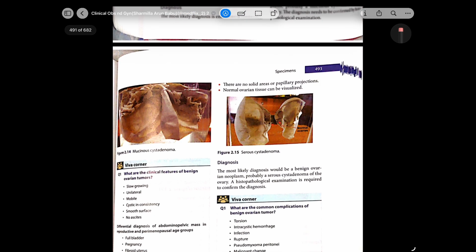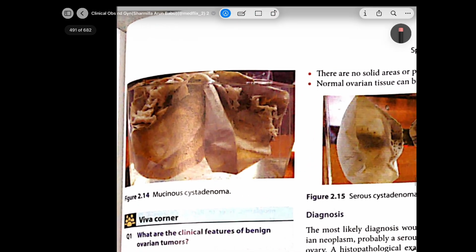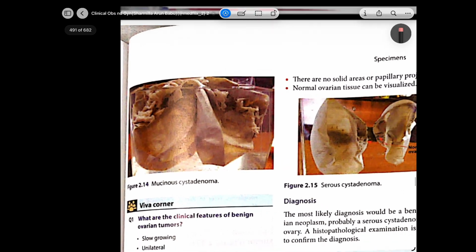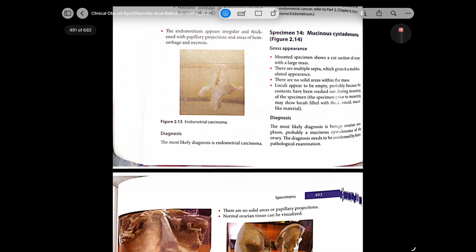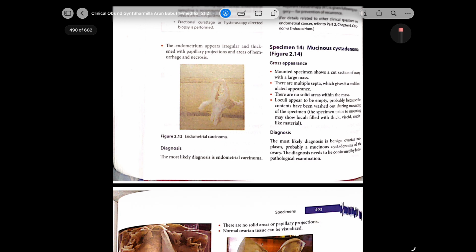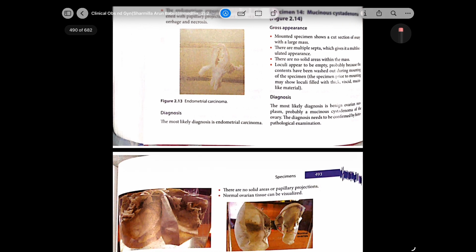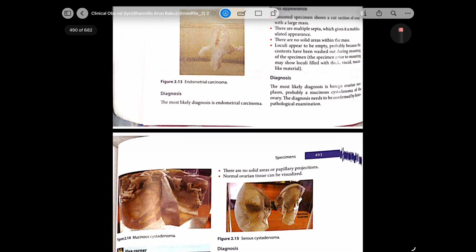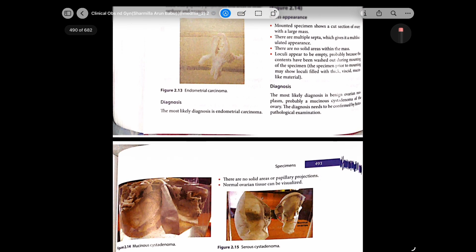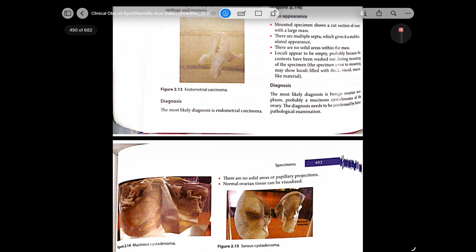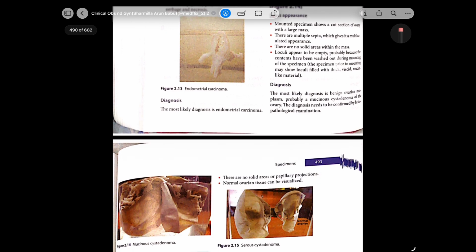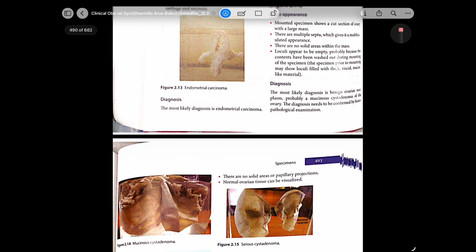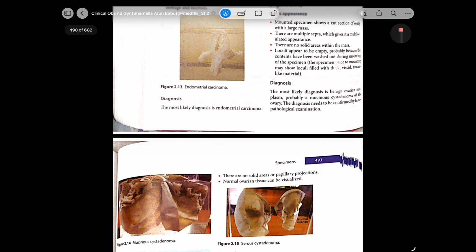Let's look at the specimen first. This is the specimen. A mounted specimen shows a cut section of ovary with a large mass. There are multiple septae which give it a multiloculated appearance. There are no solid areas within the mass. The loculi appear to be empty, probably because the contents have been washed out during mounting of the specimen. The specimen prior to mounting may show loculi filled with thick viscid mucin-like material.